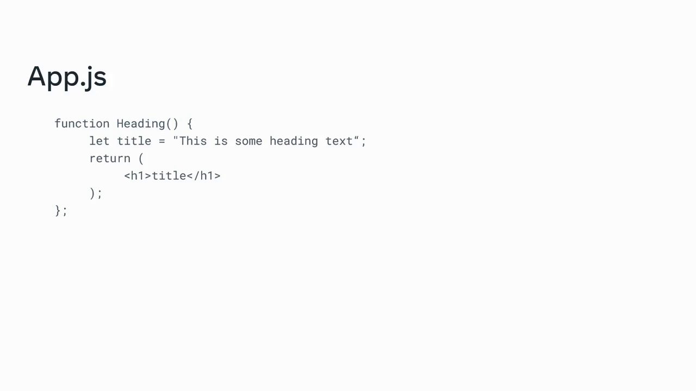Inside the parentheses of the return, insert a heading1 tag and inside it, place the variable named title. To make React evaluate the title variable, you need to place it inside curly brackets. If you didn't use curly brackets, you'd get the word title instead of "this is some heading text."